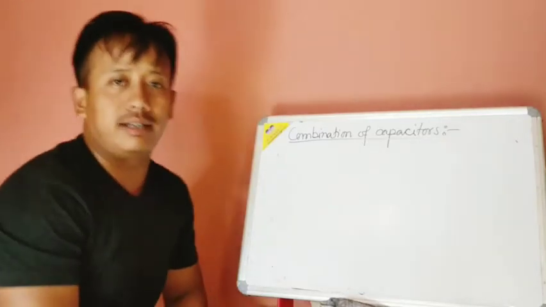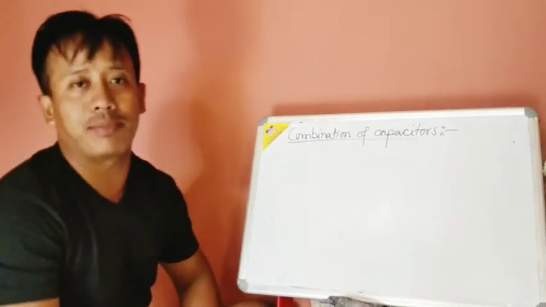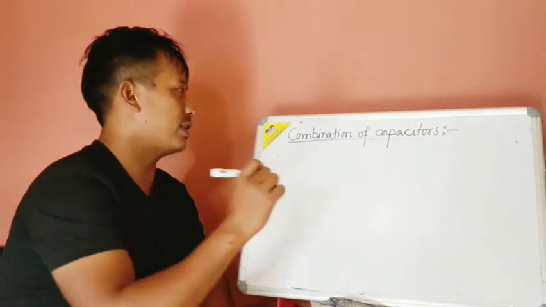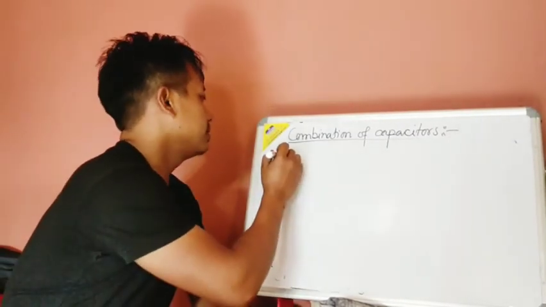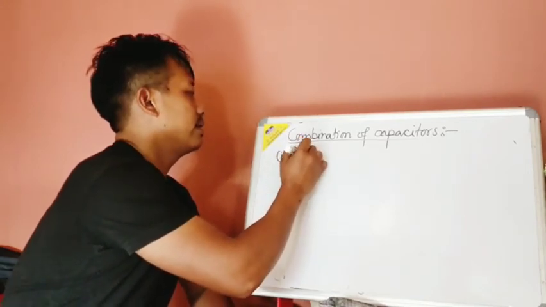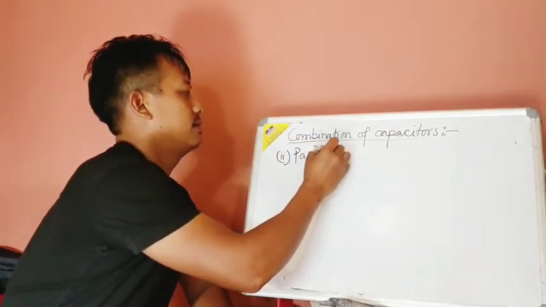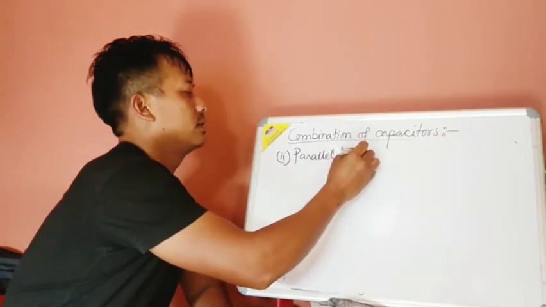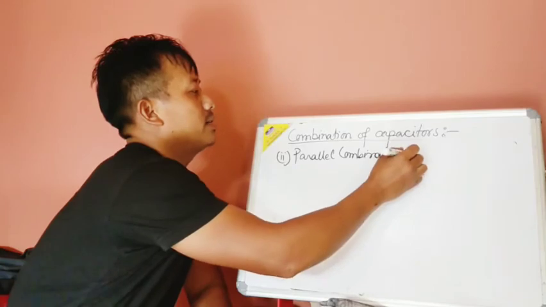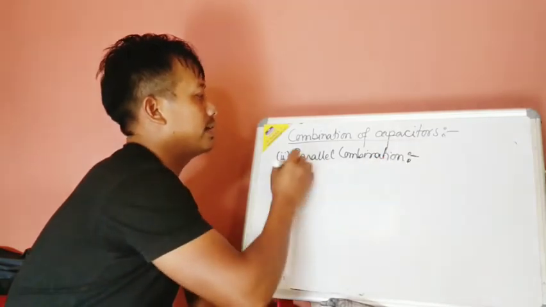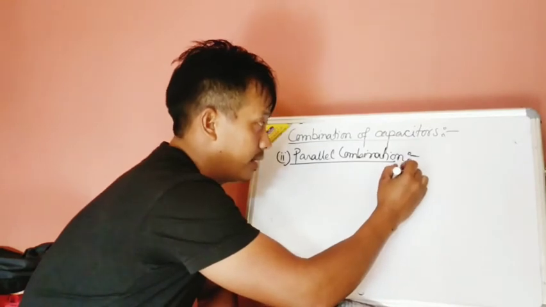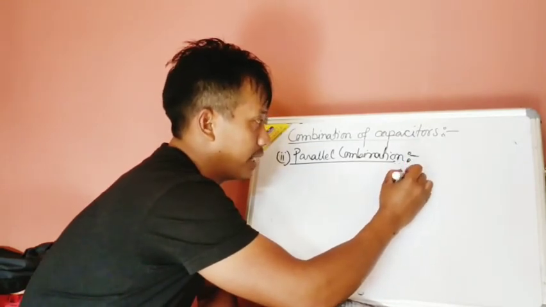So after the series combination of capacitors, what you have now is the parallel combination of capacitors. The second type of combination is the parallel combination. The two ends are to be joined together and connected together. Then this is how it will look.